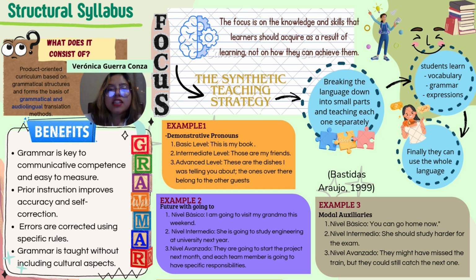Intermediate level: She's going to study engineering at the university next year. Here, going to talks about a long-term decision or intention. Advanced level: They are going to start the project next month, and each team member will have specific responsibilities. This use of going to is a more complex sentence with multiple actions, planning for the future.